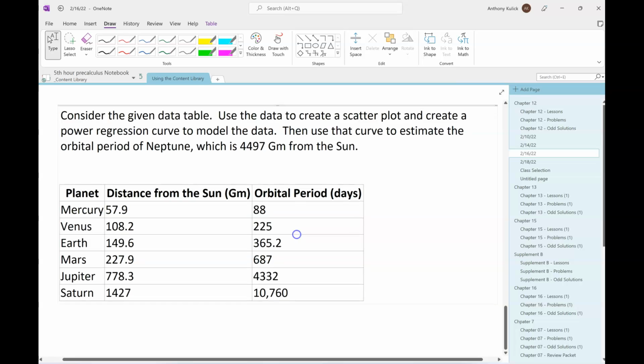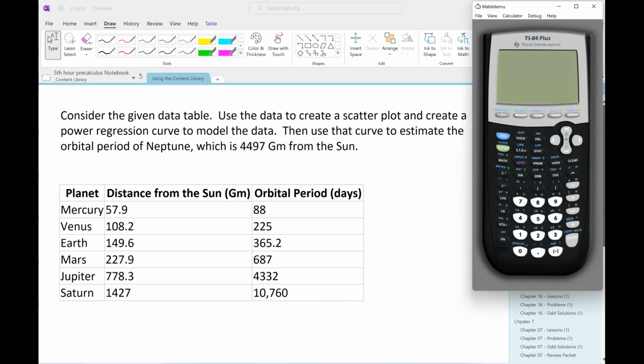Okay. Last example here. It says, given the data table, use the data to create a scatter plot and create a power regression curve to model the data. Then use that curve to estimate the orbital period of Neptune, which is 4,497 gigameters from the sun. Okay. So I'm going to start by entering this data into my calculator. I'm going to press the Stat button. From the Edit tab, I'm going to select the Edit command. I'm going to clear out L1 and enter in the distances from the sun there.